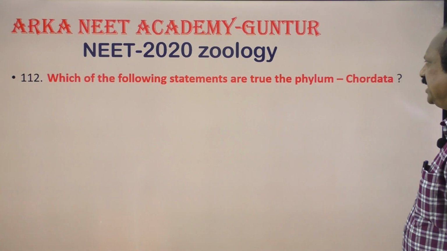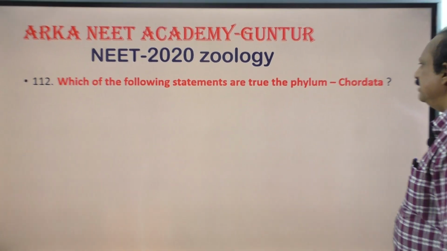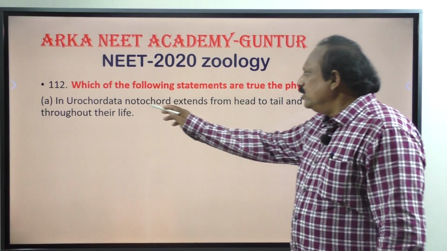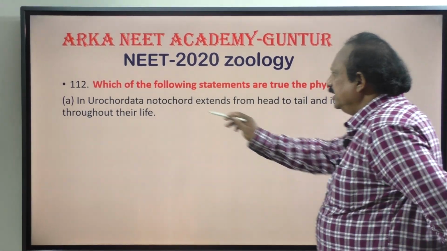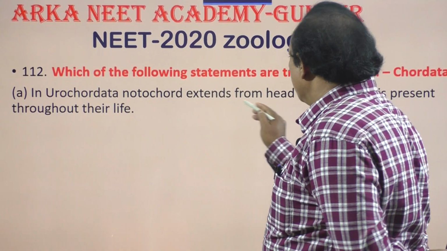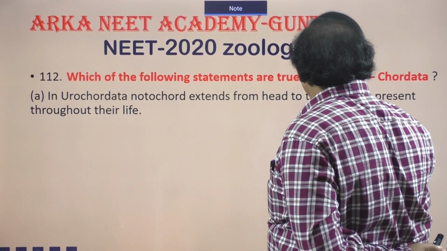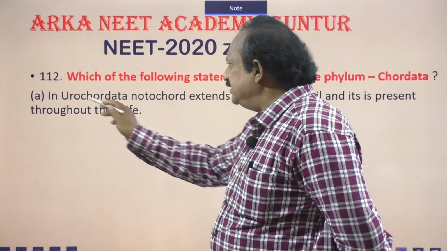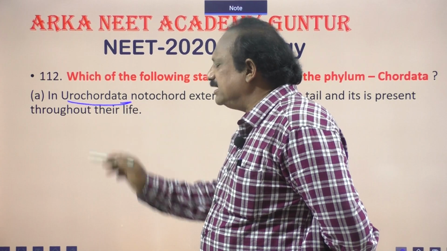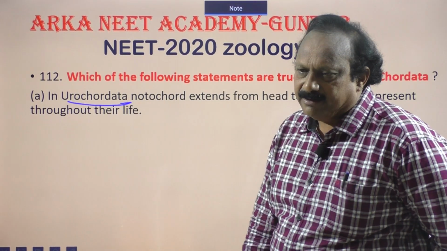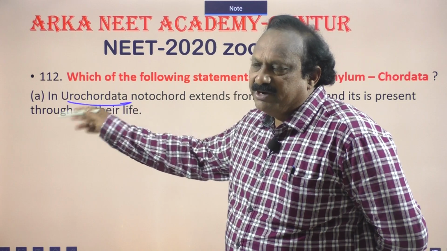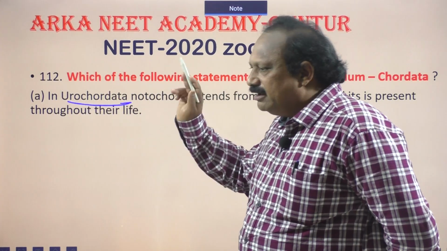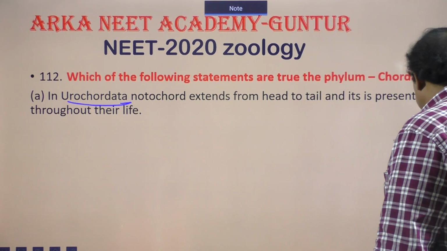Which of the following statements is true? The phylum Chordata. Next one. Urochordata, notochord extends from head to tail and is present throughout the life. This is wrong. Here Urochordata is not correct. There should be Cephalochordata. Then the statement would be right. Here Urochordata is the wrong option.